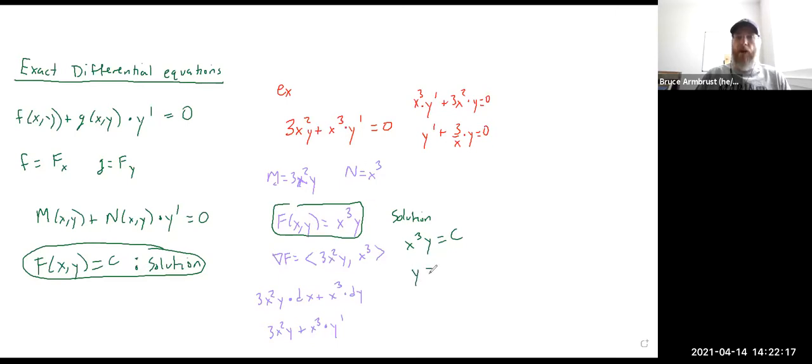I could even solve that for y and get c over x cubed. But that's the solution to this one.